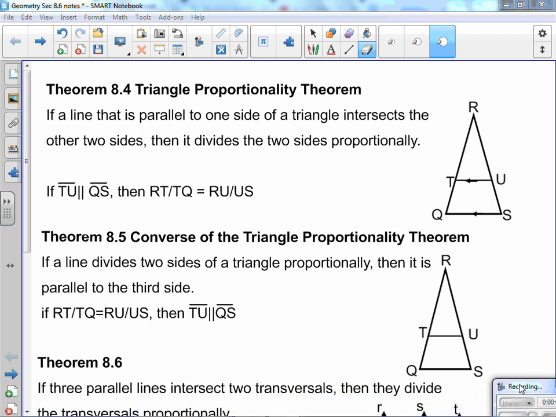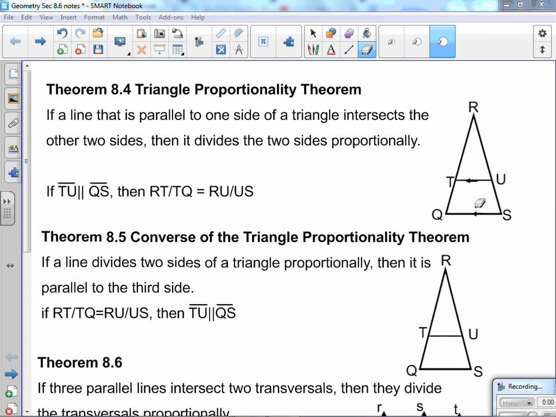Alright, so section 8.6 is about proportionality and proportional parts. So basically dividing things into parts that are proportional, which still deals closely with what we're dealing with as far as similar triangles go. So to get theorem 8.4, the triangle proportionality theorem says if a line that is parallel to one side of a triangle intersects the other two sides, then it divides the two sides proportionally.